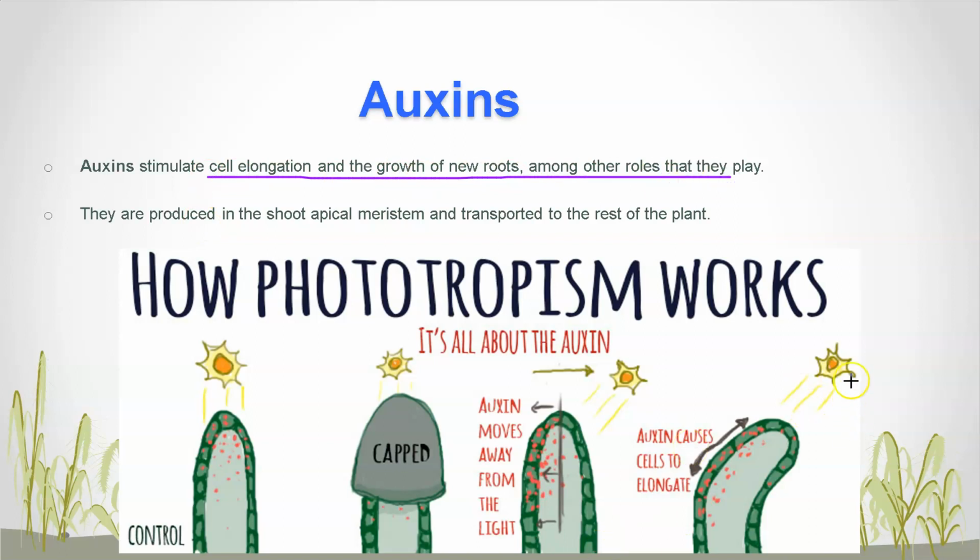So what happens is if the sun's at an angle, auxins will build up. They move away from the light. Again, we're greatly simplifying this, of course. But their presence causes cells to elongate. And so those cells on that side of the plant grow longer. And so therefore the plant curves. Phototropism. We'll learn about tropisms here in a second.